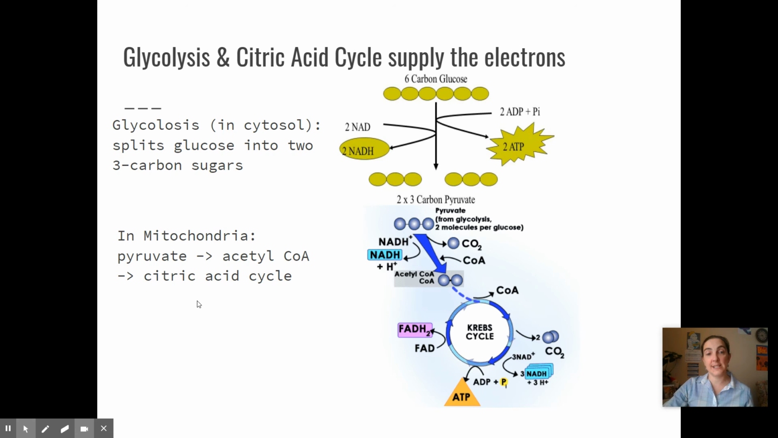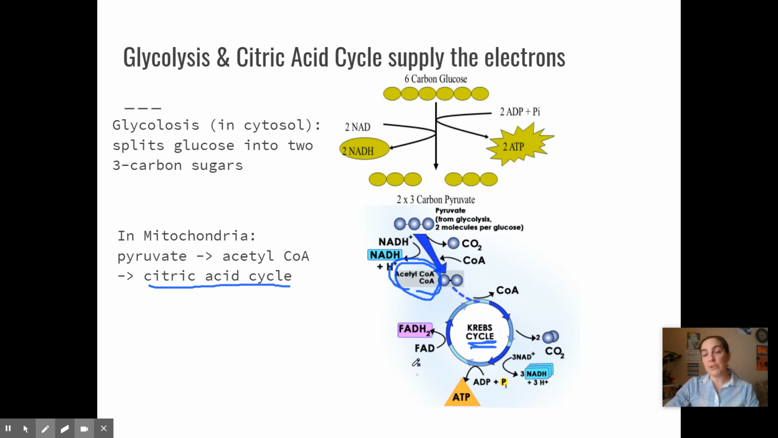Then the next step is called the citric acid cycle. Before this begins, this pyruvate needs to be converted to a molecule called acetyl-CoA. And then that acetyl-CoA enters the citric acid cycle. Depending on the source you look at, this used to be called the Krebs cycle. Don't ask me why they changed the name, but you will see both names. It's the same thing.